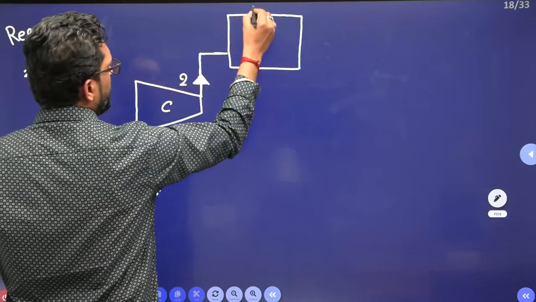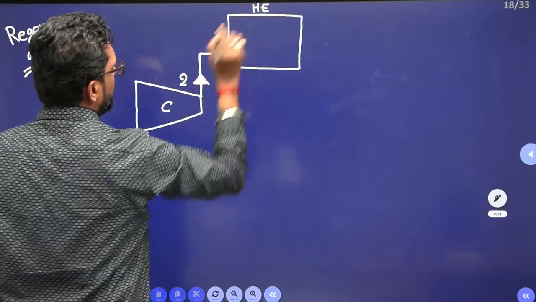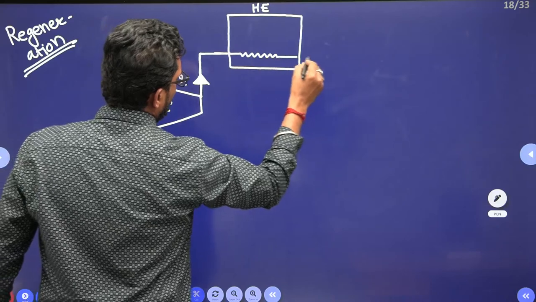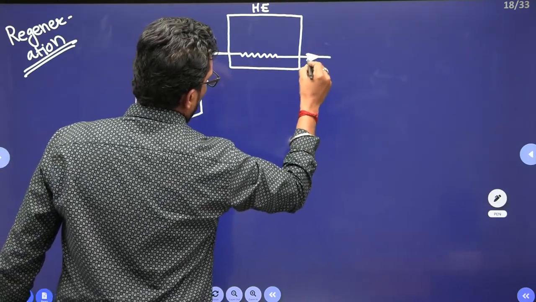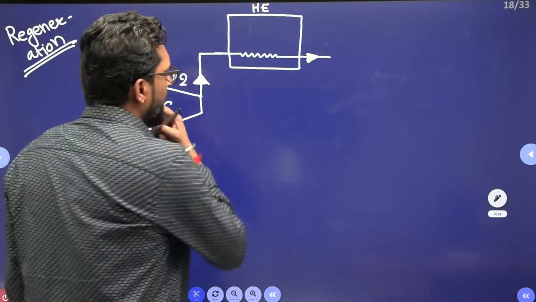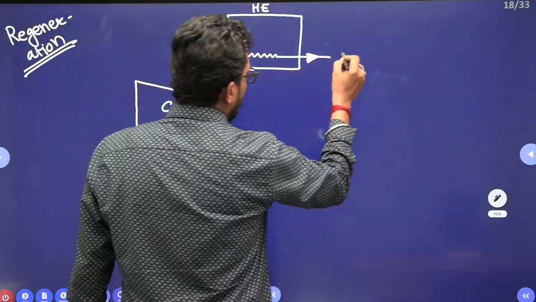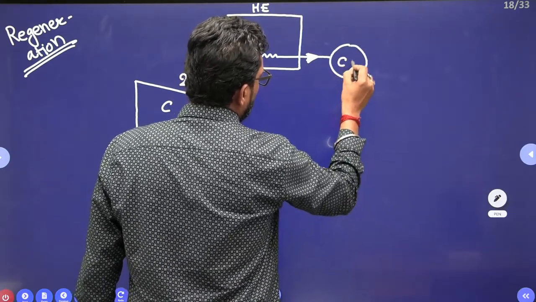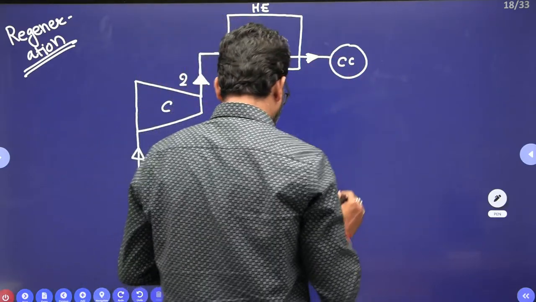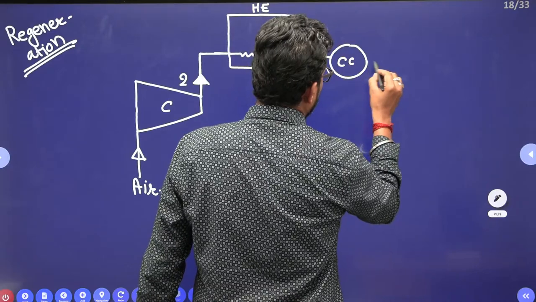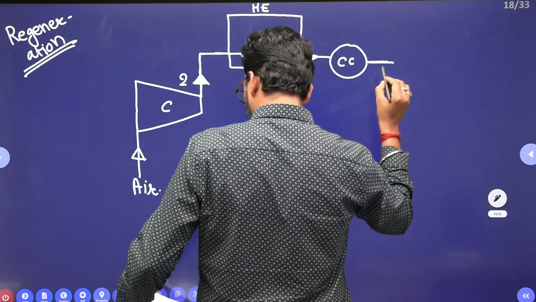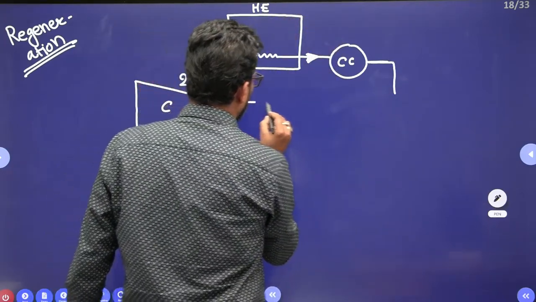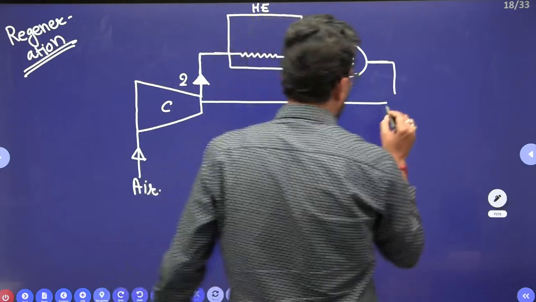So it is a heat exchanger, right? So it will enter the heat exchanger in this direction. I will discuss that. Then it will enter the combustion chamber, CC. Then after the combustion chamber, it will enter a turbine.